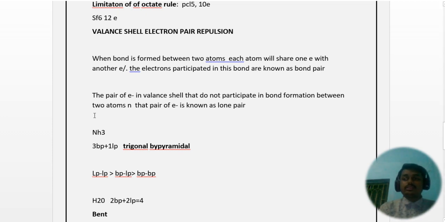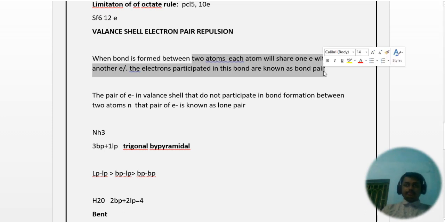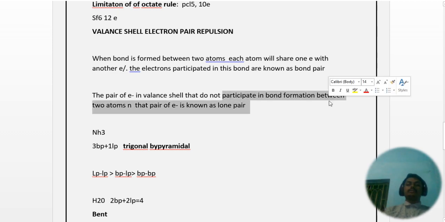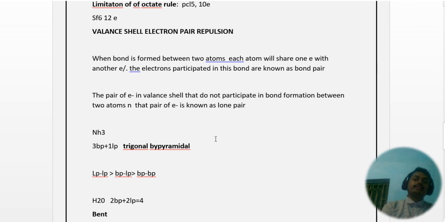When a bond is formed between two atoms, the electrons that participate in the bond are known as bond pairs, and the pairs of electrons that do not participate in the bonding are known as lone pairs. In the NH3 molecule, there are 3 bond pairs and 1 lone pair, and the shape is trigonal bipyramid.